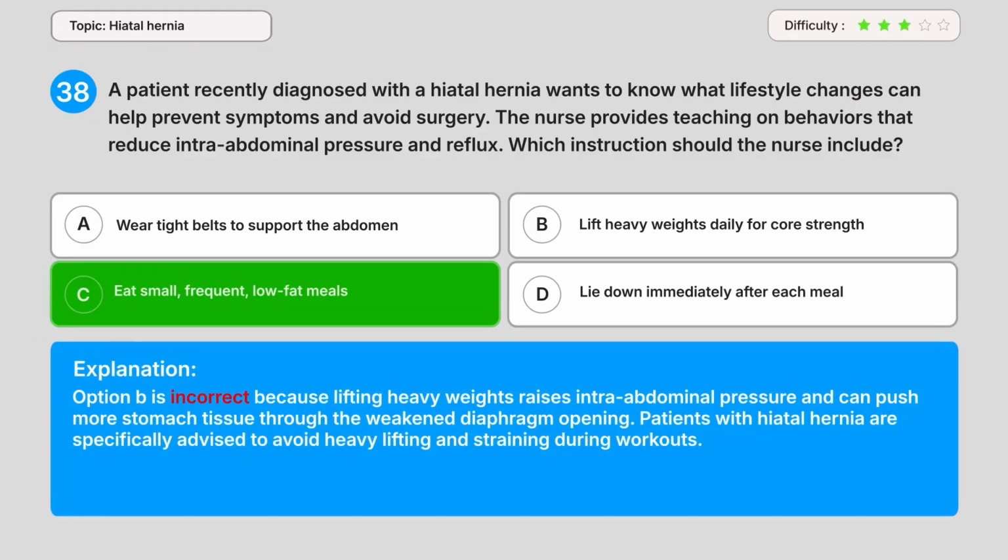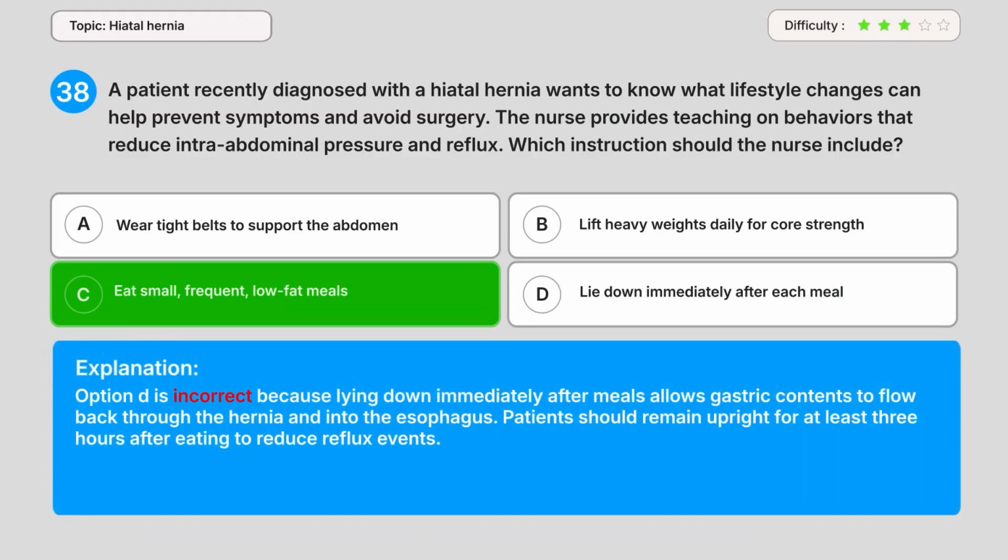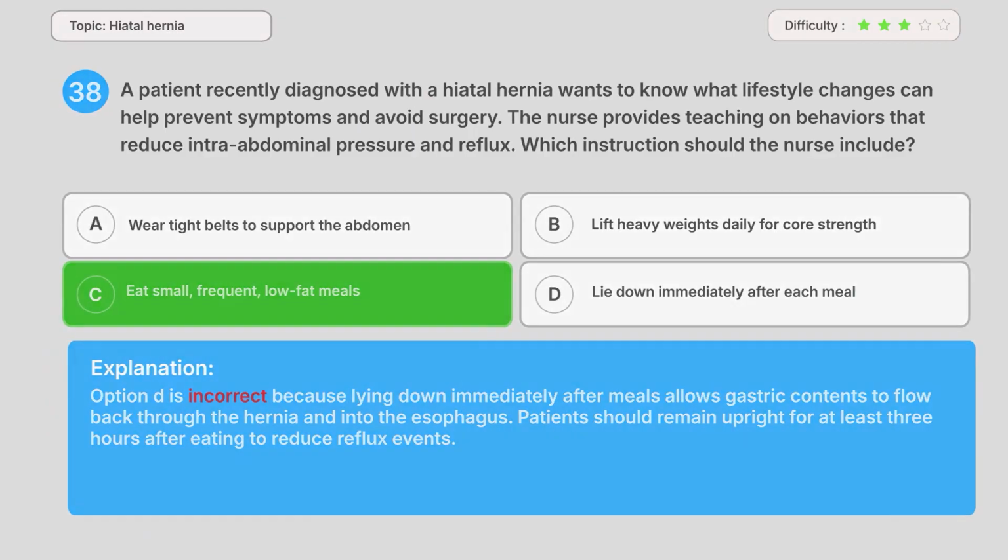Option B is incorrect because lifting heavy weights raises intra-abdominal pressure and can push more stomach tissue through the weakened diaphragm opening. Patients with hiatal hernia are specifically advised to avoid heavy lifting and straining during workouts. Option D is incorrect because lying down immediately after meals allows gastric contents to flow back through the hernia and into the esophagus. Patients should remain upright for at least 3 hours after eating to reduce reflux events.